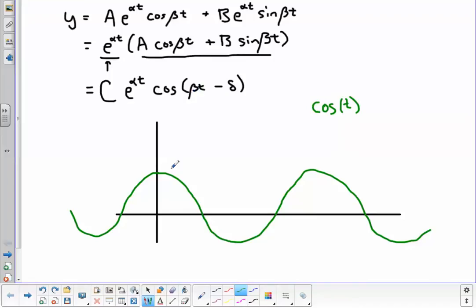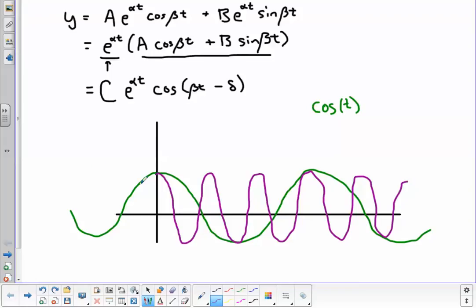Multiplying by beta is basically a horizontal scaling, depending on whether beta is bigger or smaller than 1. Beta is going to just make it either oscillate more often or less often. So let me draw it as if it's oscillating more often, say. That would be if beta were bigger than 1. So it's just going to be doing more ups and downs in the same amount of time. And then the minus delta, that just shifts everything to the left or to the right. So maybe it starts here now.